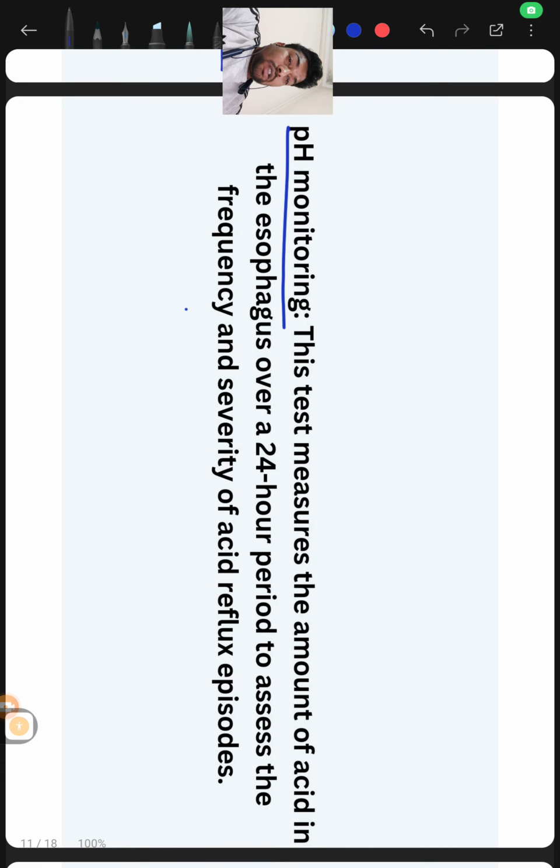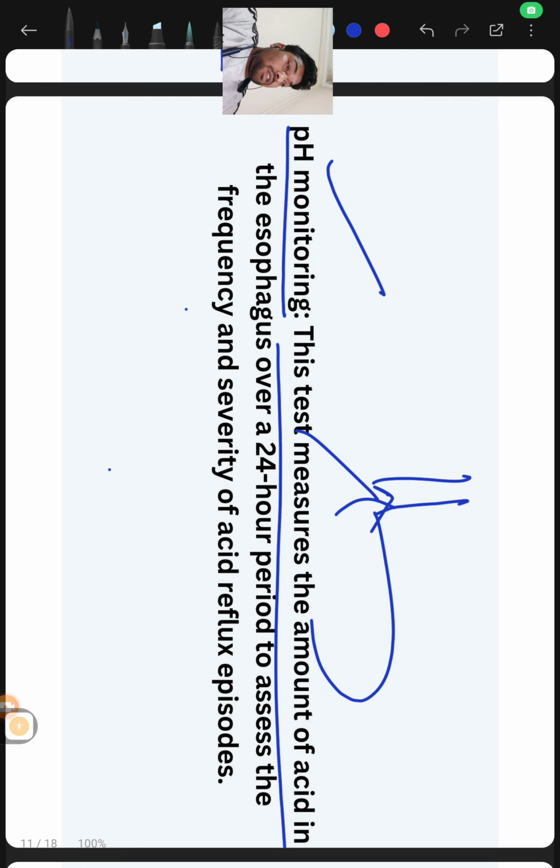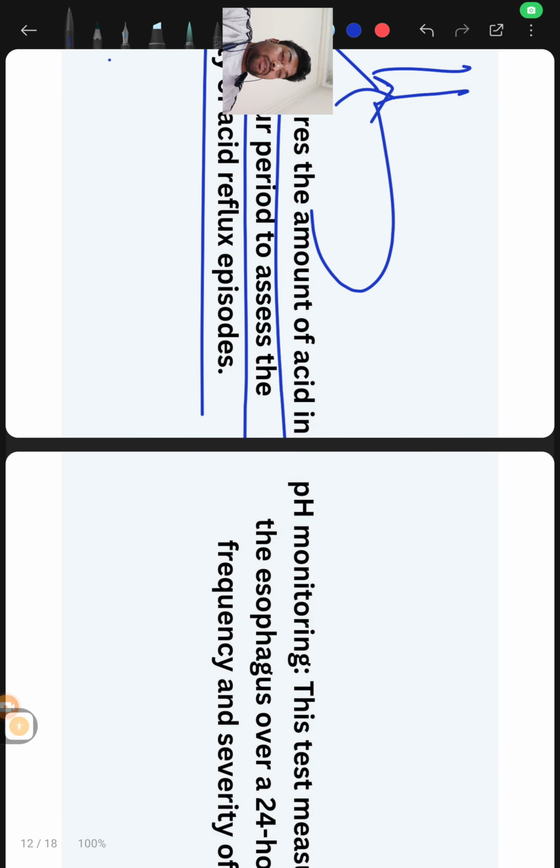Now next important is pH monitoring. They can monitor the pH of the acid that is present in the esophagus as it has refluxed back from the stomach. The test measures the amount of acid in the esophagus over a 24 hour period to assess the frequency and severity of acid reflux episodes.